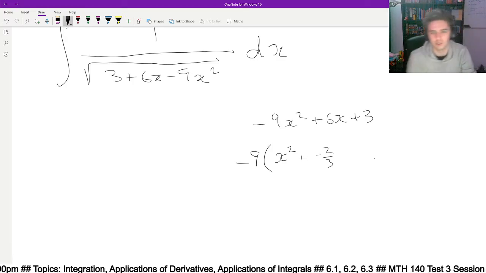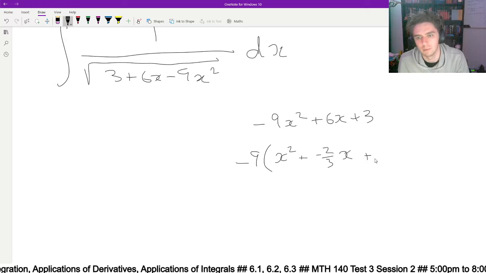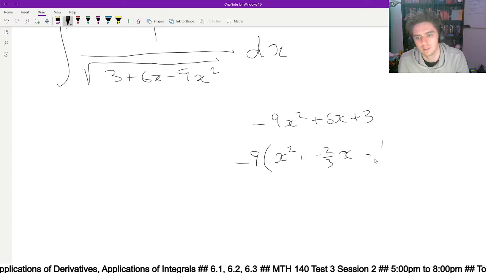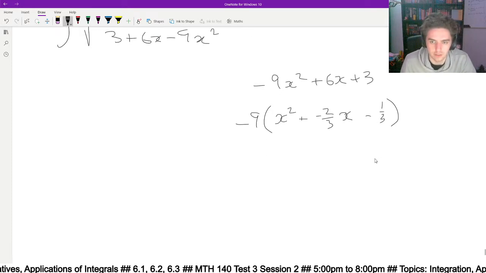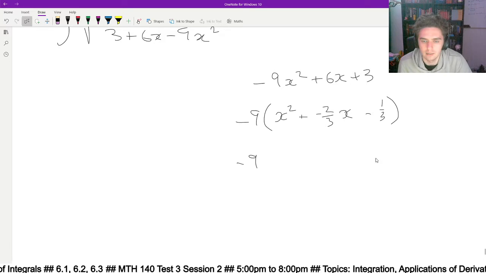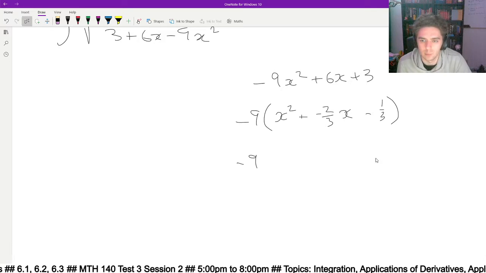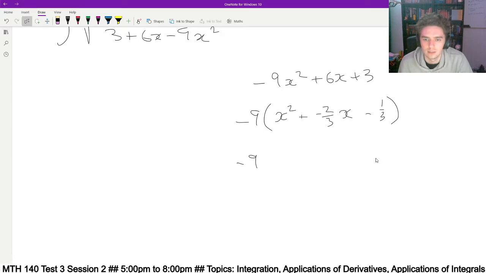So negative 2/3 x plus minus 1/3 at the end. Okay. So yeah, you have to factor out the leading coefficient to complete the square. So this is going to be negative 9 times, now what we want is, let me think here for a second.